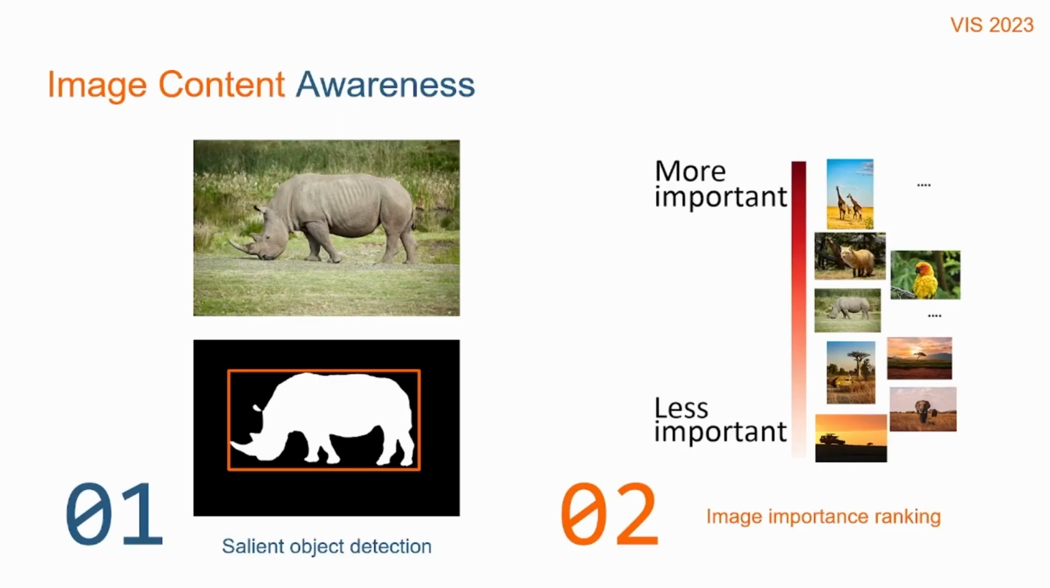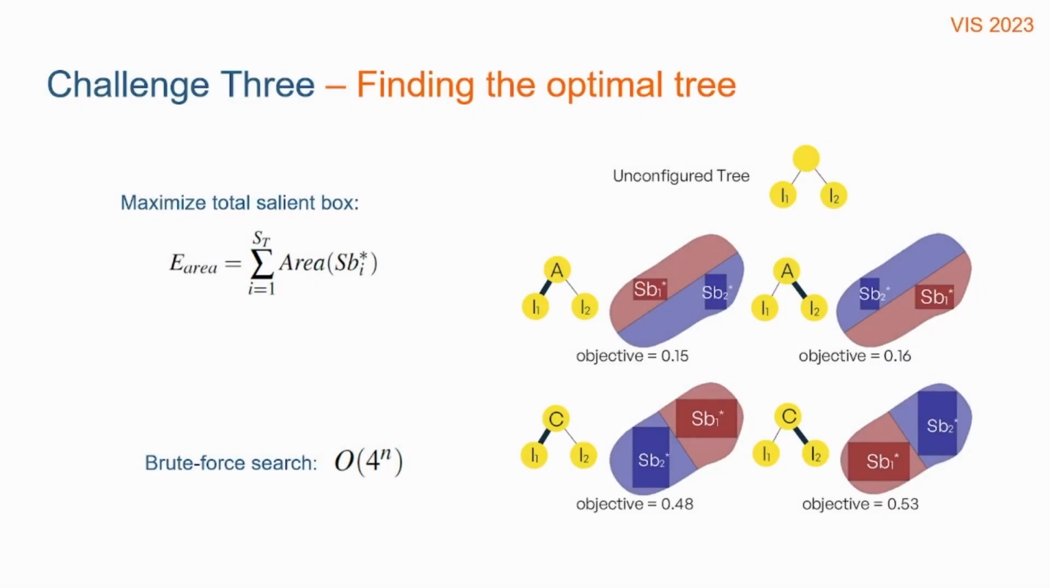Up to now, we only consider the shape. To achieve our saliency maximization goal, we need to also consider the content of the image. Specifically, we extract the salient object's bounding box, and we let the user specify the importance of each image. We formulate the layout problem as finding the optimal slicing tree structure. The objective is to maximize the bounding box of the salient object as illustrated on the right. By enumerating all combinations of slicing trees, we can find the optimal configuration.